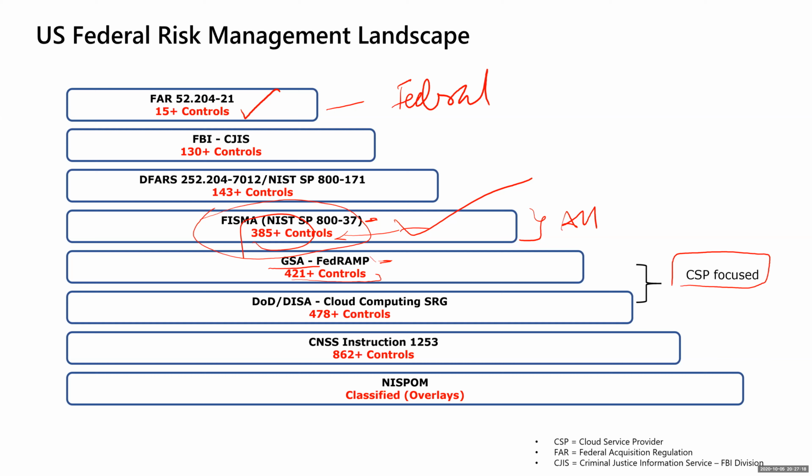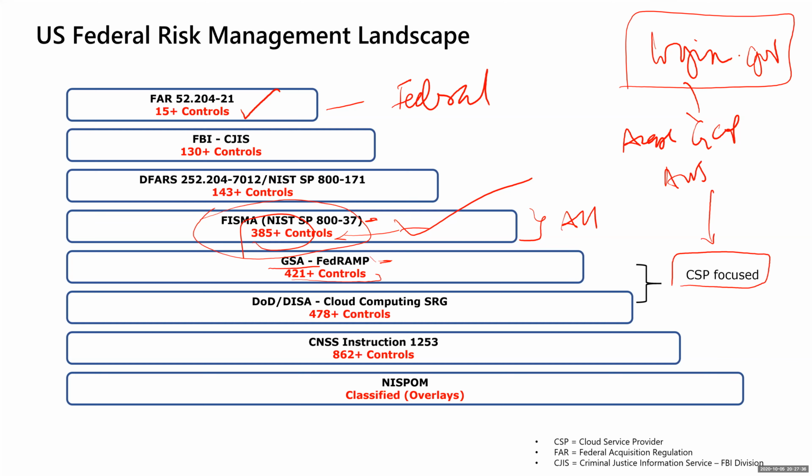So for the FedRAMP side, the CSP is focused only on cloud service providers. Let's take Azure, GCP, AWS, but they are not the only cloud service providers. Even a government agency can be a cloud service provider, like login.gov. It's basically the IAM solution for the .gov side. It's a SaaS service, any SaaS product.